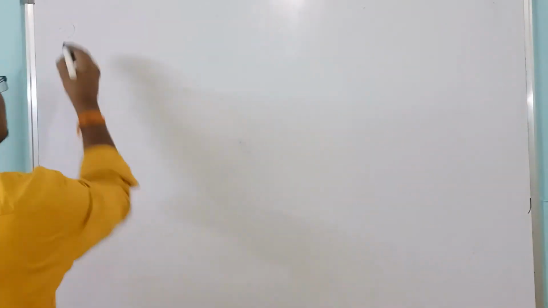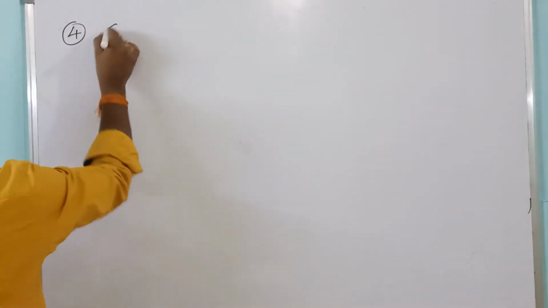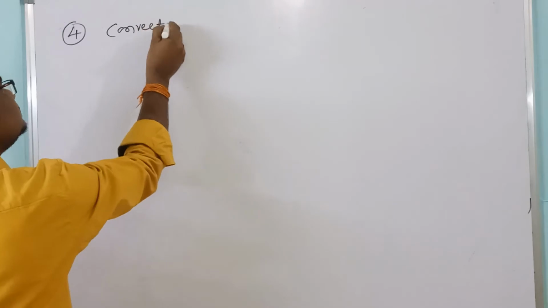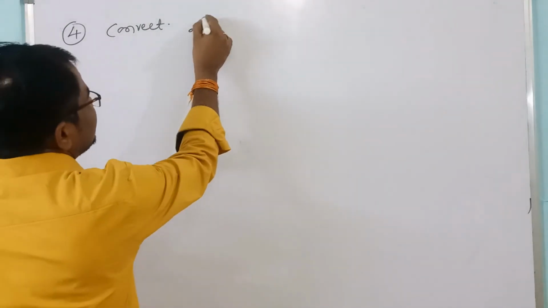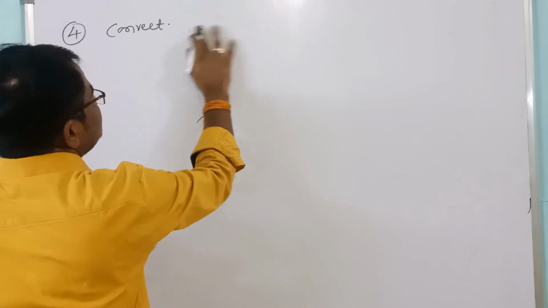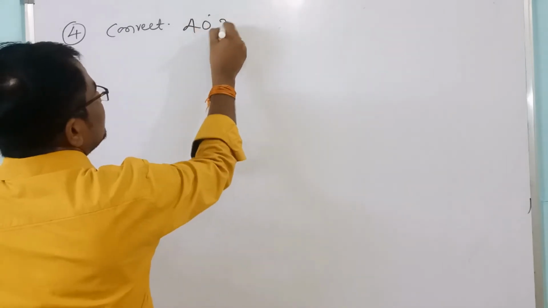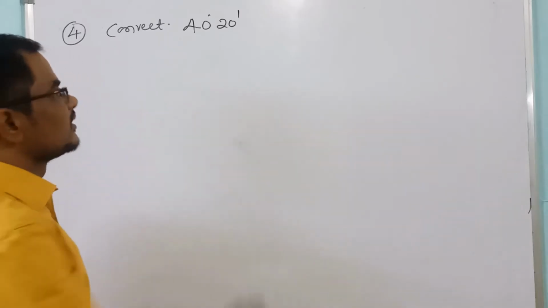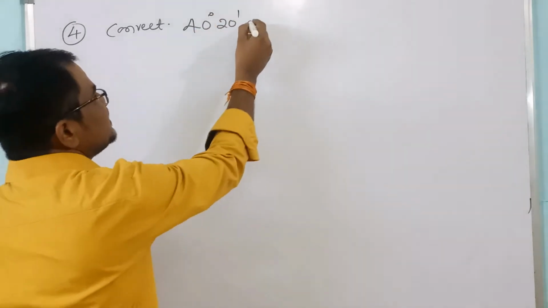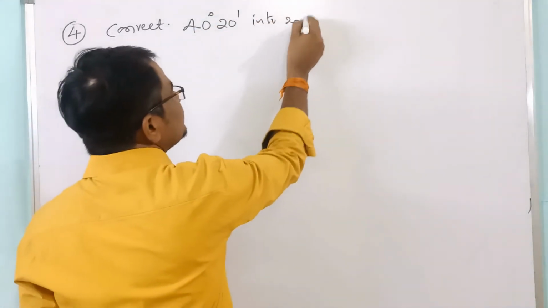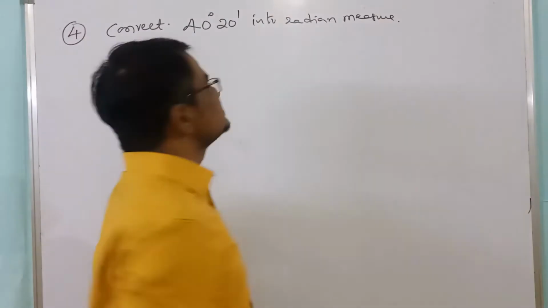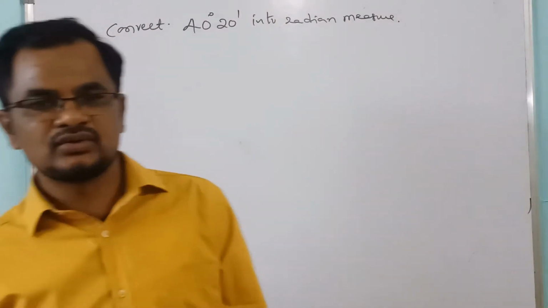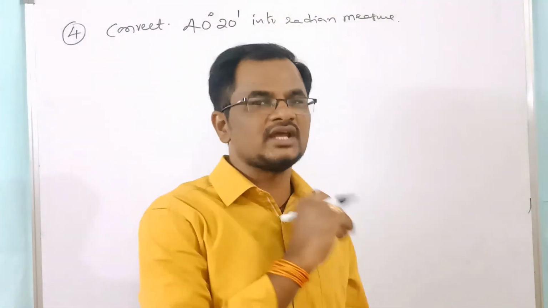Next, one more. Convert 40 degrees 20 minutes into radian measure. Like this, they have given 40 degrees 20 minutes, convert into radian measure.